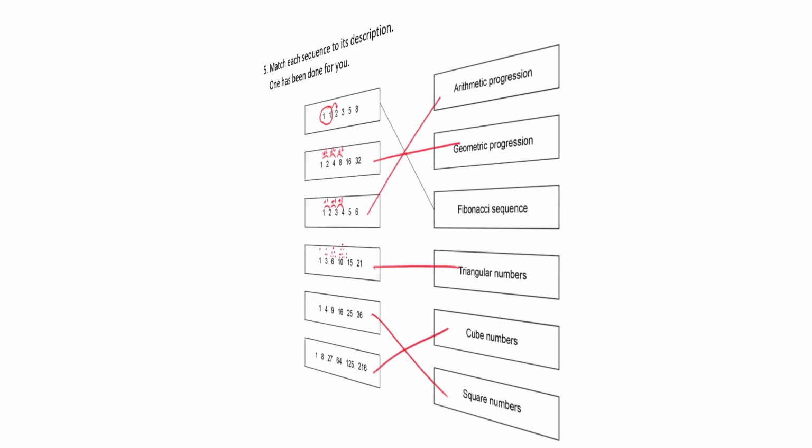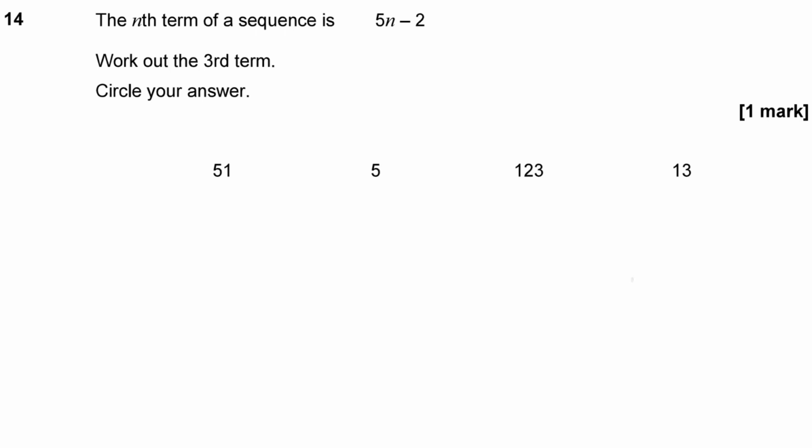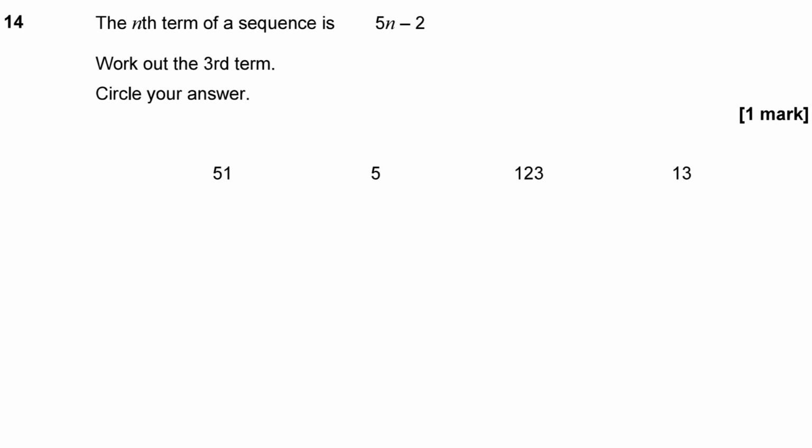Okay, all done. The nth term of a sequence is 5n subtract 2. Work out the third term. Well, if it's a third term, then that means that n must be 3, as n stands for whichever position is in the sequence. So if n is 3, then 5n subtract 2 is going to be 5 lots of 3 subtract 2. 5 3s are 15, and 15 subtract 2, that is equal to 13.